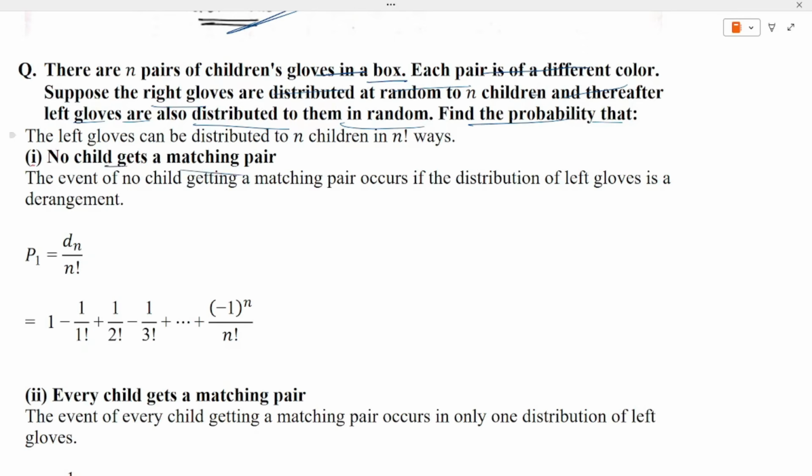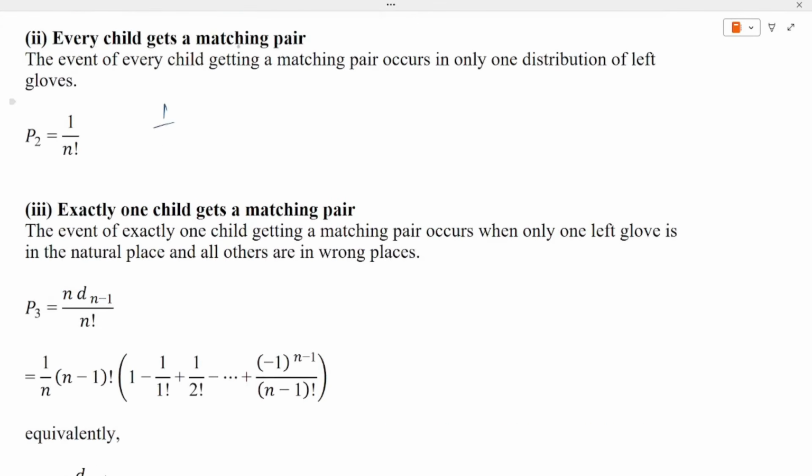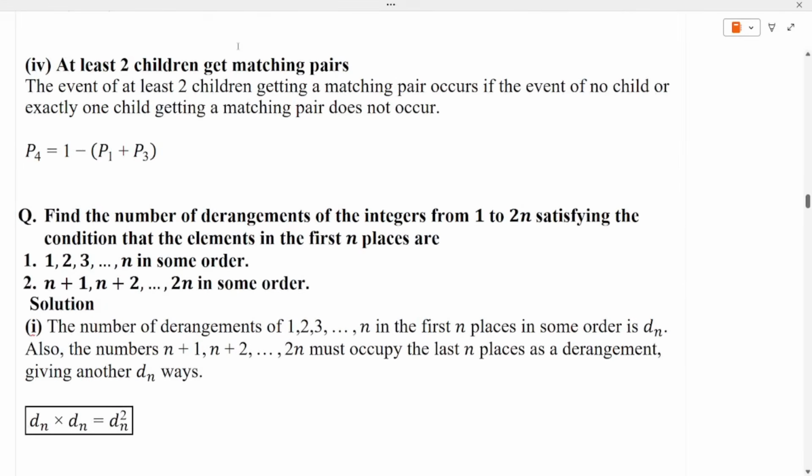Okay, that means if you have n factorial ways, you'll be having 1 minus 1 by 1 factorial, 1 by 2 factorial. How many terms are there? Up to n you'll be having. Next, for getting a matching pair, it is 1 by n factorial. How many numbers are there? That many. One child will get means 1 by n, that is one child by n minus 1. That means you will subtract it and then you will add the previous when they get none. That's it. And for 2, you will be adding P1 and P3, or anything you can add.